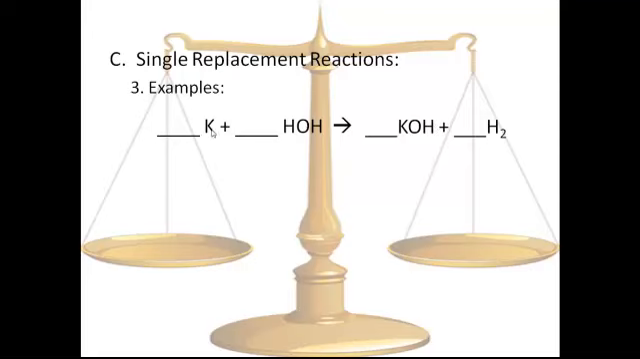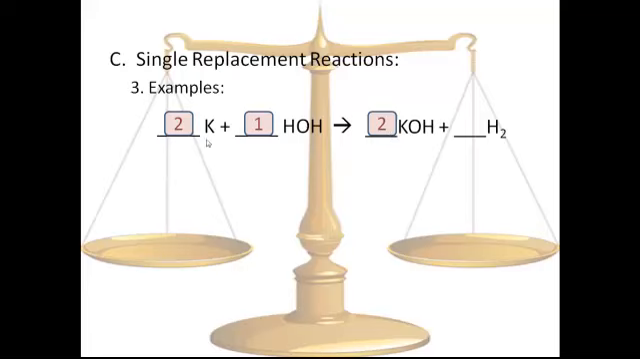When we balance, we have to count everything. 1 K, 1 K, 2 H's, 3 H's. Uh-oh, 1 O, 1 O. What are we going to do? Well, let's try doubling up my KOH. This way, I'll have 2 O's, I'll have 4 H's. Hopefully that'll give me something easier to work with.